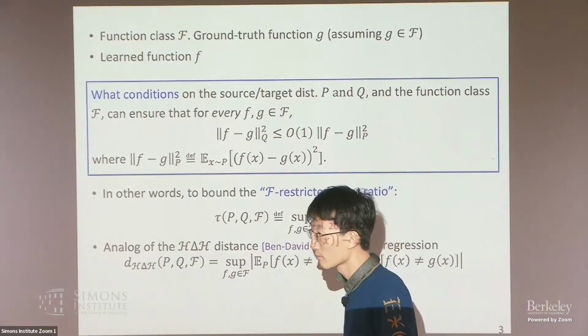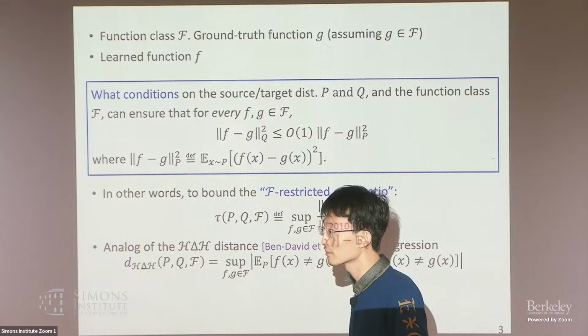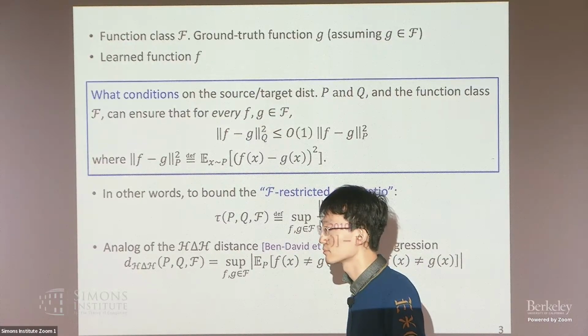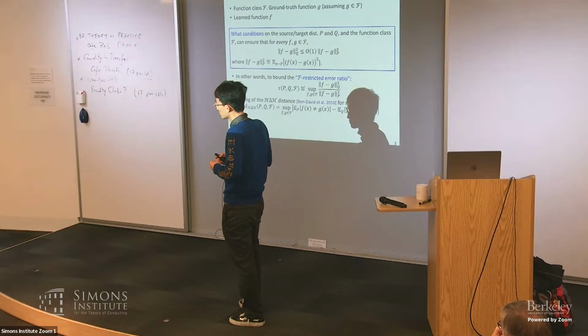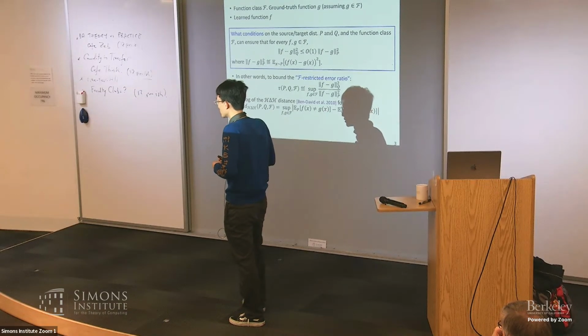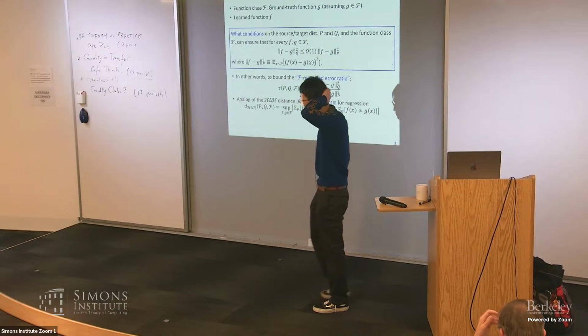For regression, it can be called the discrepancy, or the IPM. That would be a difference as opposed to taking the ratio. And the ratio might actually be somewhat tricky, but maybe you're going to talk about it.